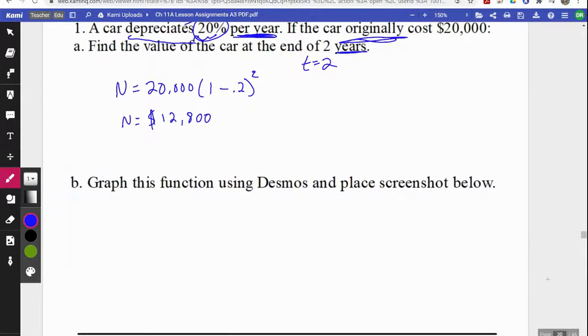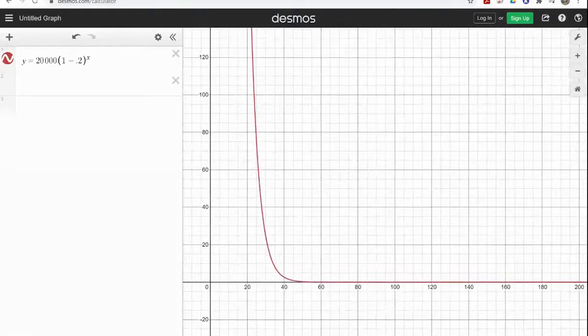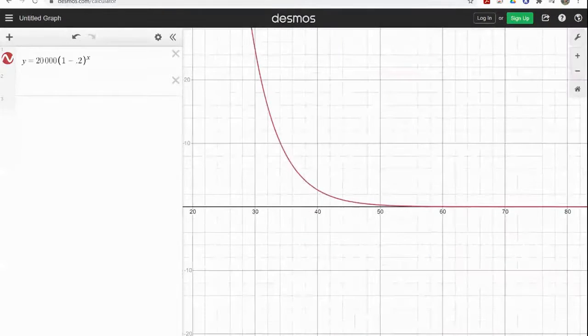We could graph this function using Desmos and place a screenshot that would look like this. Let's just say I'm graphing, I'll use y equals, and then instead of 2, I'm going to change it to x. Okay, so we see the graph of this, and maybe we want to zoom in a little bit.